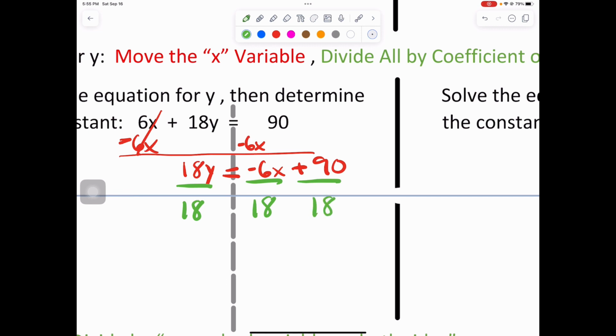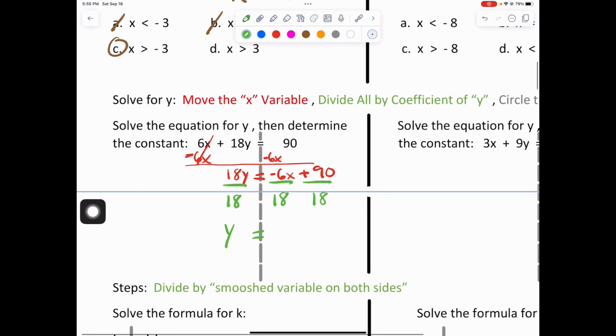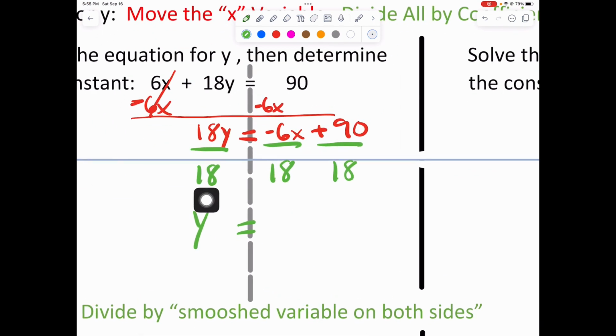All right, 18 divided by 18 gives you your y by itself. Bring down your equals. Now, negative 6x divided by 18, technically you can leave it as a fraction because, again, your choice of answer is just asking us to determine the constant. But here's a little trick. If you can take your denominator and divide it clean to get a whole number by your numerator, which we can, 18 divided by negative 6x is negative 3.